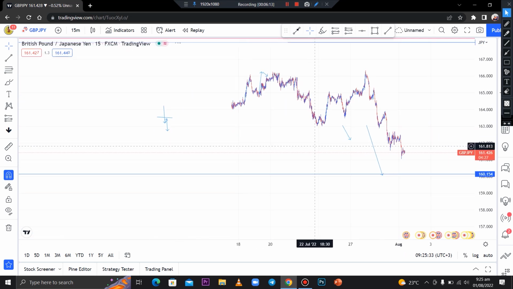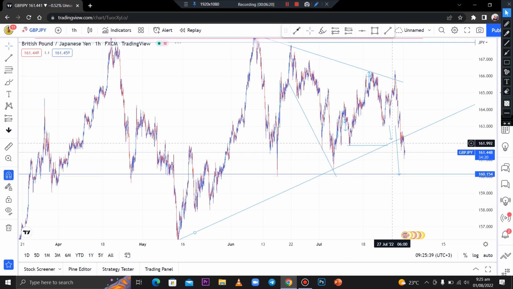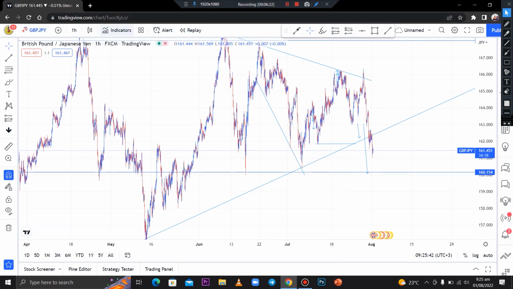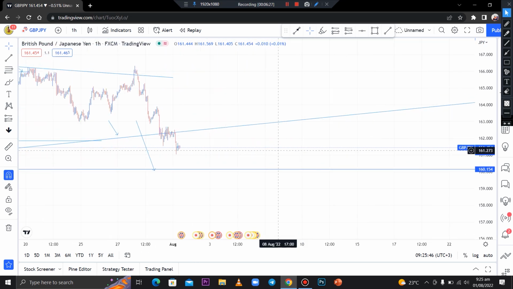Now let's try to check this on a smaller time frame. On the M15, I can trust that. I can trust the trend line that we drew. Awesome. Now this is on the hourly, and this is the point right here. You guys understand what I was trying to say?